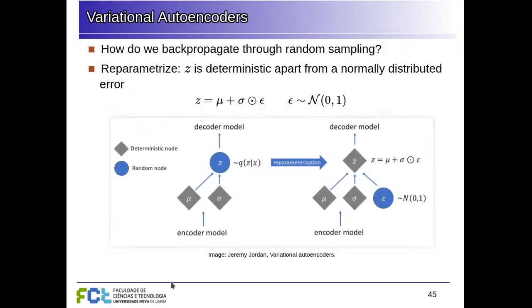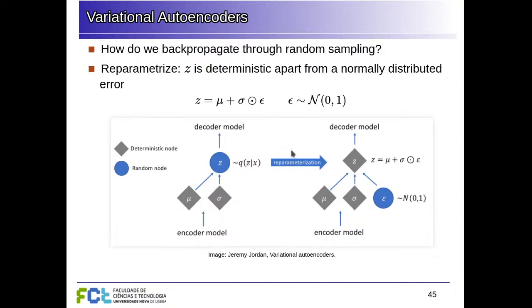So this would be a naive way of doing this. We have the encoder model. It gives us the mean and standard deviation of a Gaussian distribution. We randomly select one value, and then we feed that into the decoder. But the problem with this is that when we backpropagate the gradients, we cannot continue backpropagation here, because this was a random sample and not a function for which we can compute the derivative.